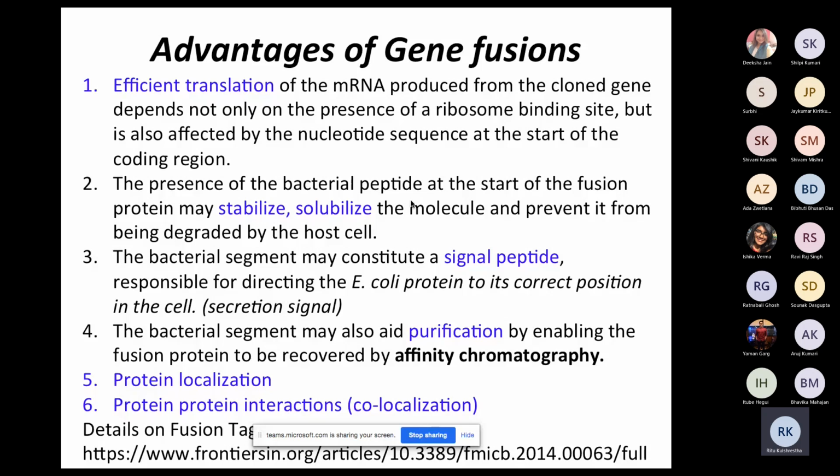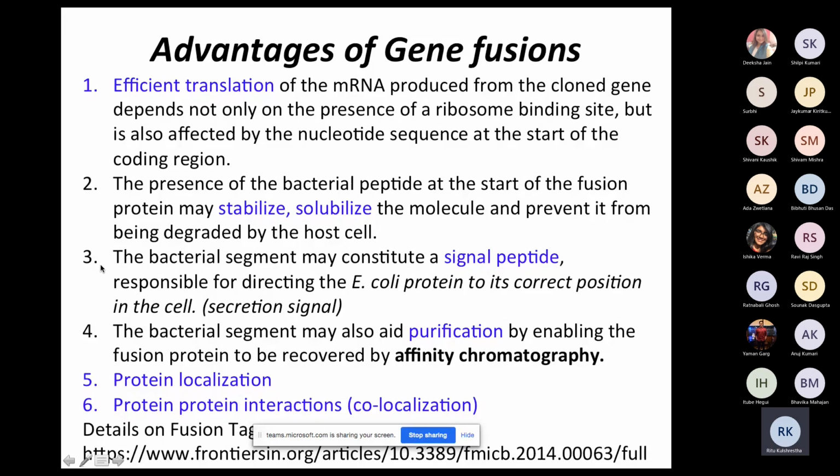So there are many detailed reviews which talk about the various tags and their respective advantages and the respective mechanisms, etc. So one good article is written here. The link is given. Please go through it. It's very good with respect to gene fusion and the advantages and some of the new fusion tags which are in use and why they are in use, etc.